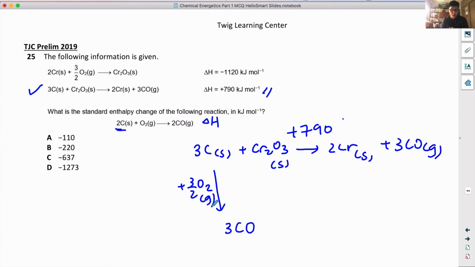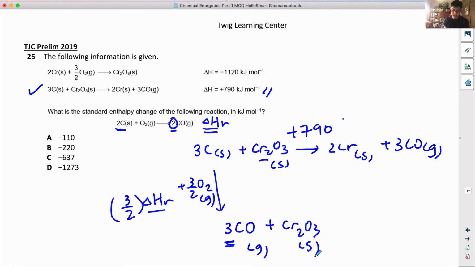Okay, all right. So if change in H is to produce 2 carbon monoxide, so to produce 3 carbon monoxide, what I need to do is I must times 3 over 2 to the value here for this reaction. Because this is to produce 2 carbon monoxide, but I'm producing 3. So that times 3 divided by 2. I'm not using this one here, so I'm just copying it down. All right, so I'm going to just put a tick.